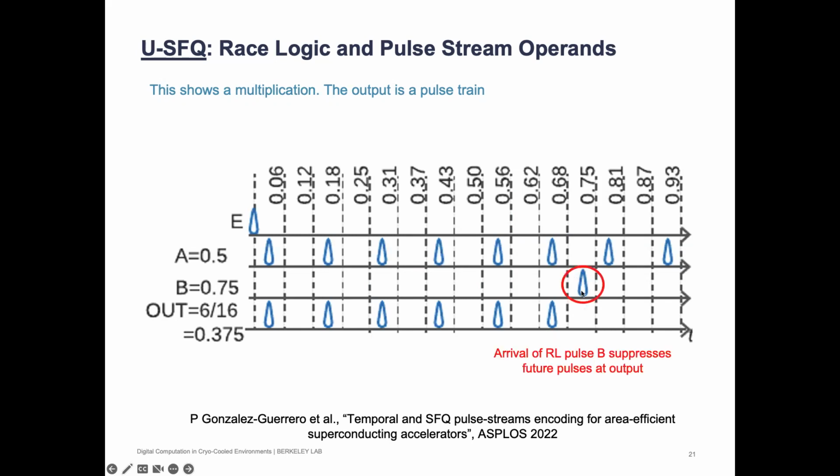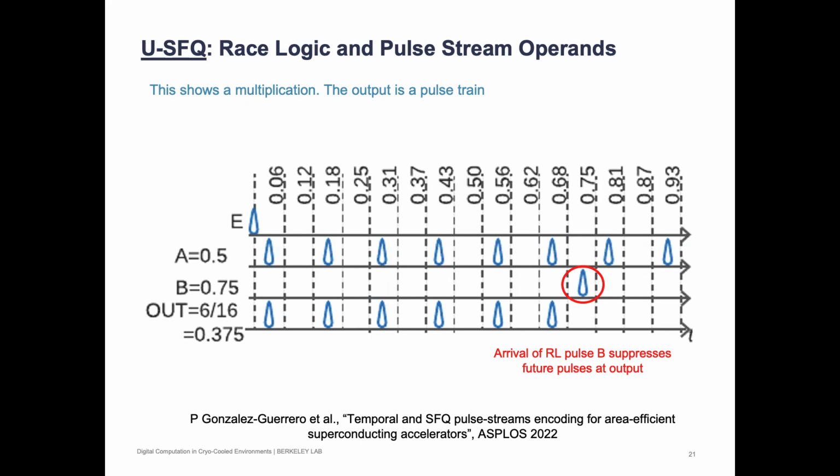The key idea is we use that race logic operand to suppress any further pulses at the output. So before the race logic operand arrives, any pulse from the pulse train operand alpha goes to the output, as I'm showing here. As soon as the race logic pulse arrives, any further pulses at alpha do not get propagated to the output. And it works out. The result is a pulse train, but it has the correct value with these formatting assumptions and this value range.